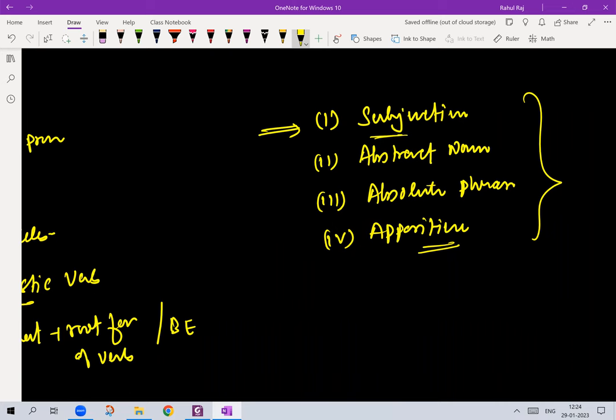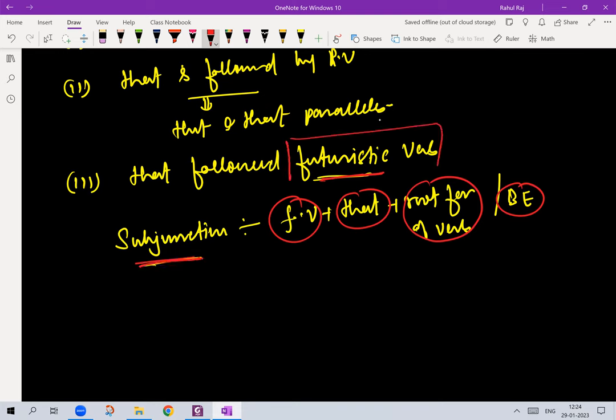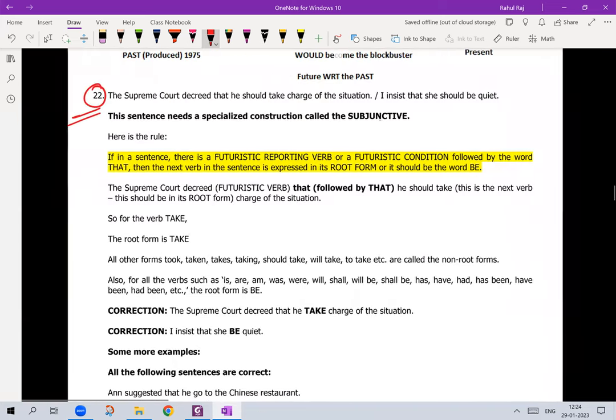So what exactly is subjunctive construction? Subjunctive construction says a futuristic verb should come. After the futuristic verb, there should be "that". And then there should be either a root form of the verb or it should be "be". There are these two words. So if "that" is followed by a futuristic verb, subjunctive construction is necessary. You are not supposed to understand what a futuristic verb is. You are supposed to look into the construction of a statement. But a little bit of understanding, if you do, it will be much, much better.